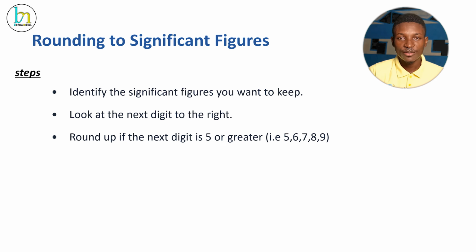A question can say, round these to 5 significant figures. So in this case, the one you want to keep is what? The fifth significant figure, or the fifth one. Remember the earlier example.